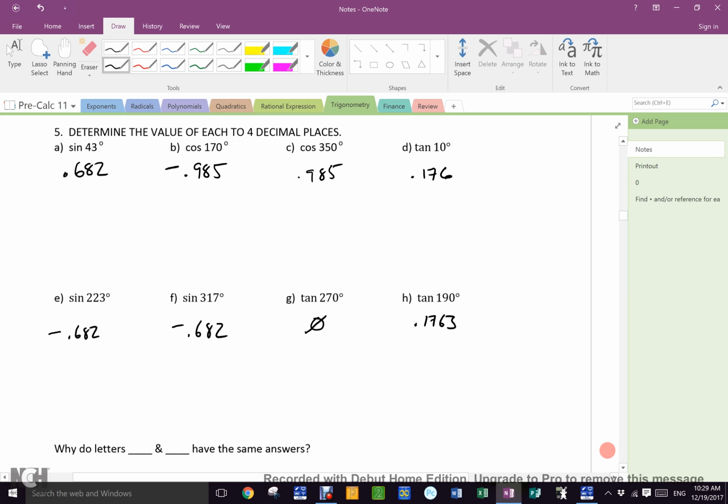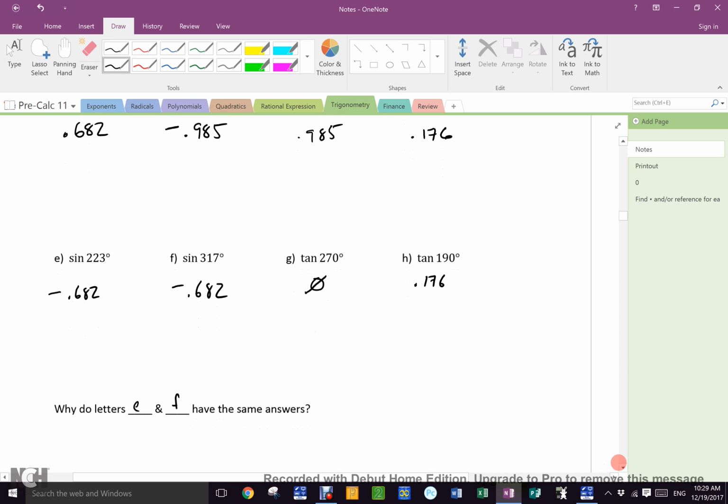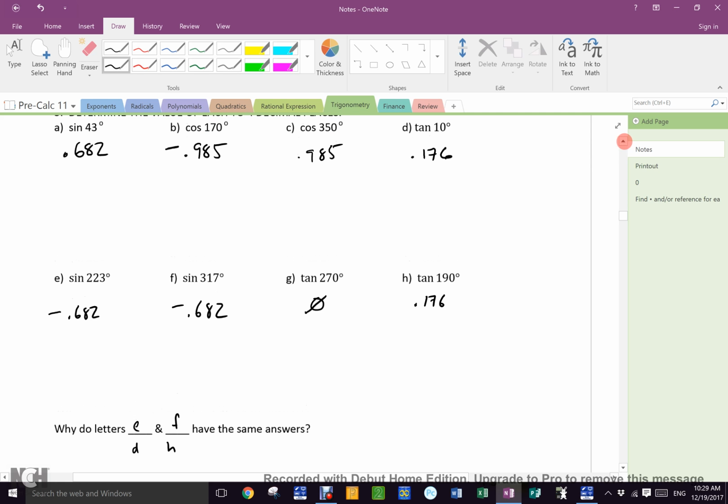What has exactly the same answer? E and F. And D and H, correct? Everyone agree? Okay. I should use a different color for D and H. Let's make them red.